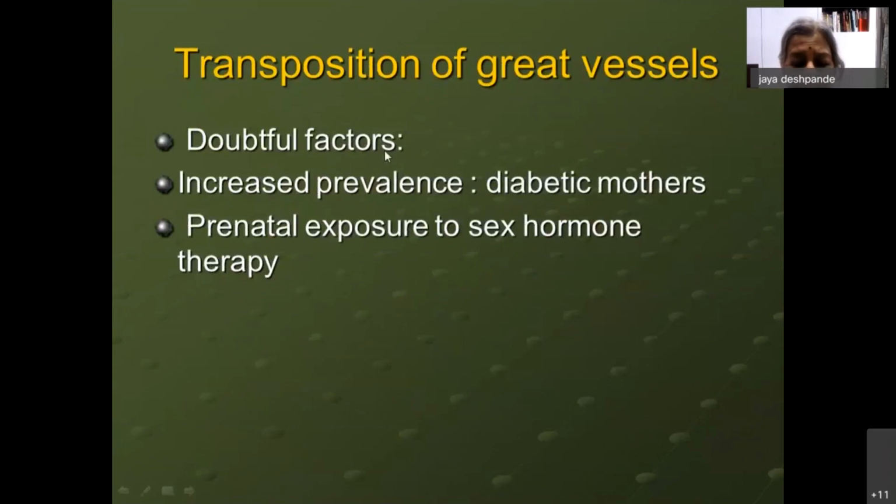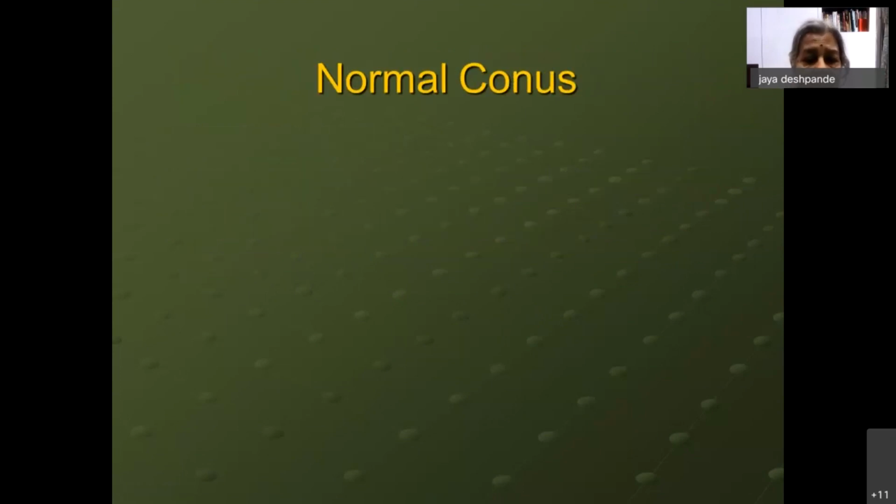Are there any coexisting factors? Nothing really specific, though they say there is an increased prevalence in diabetic mothers and mothers who had prenatal exposure to sex hormone therapy. There may be an increased chance of transposition of great vessels.